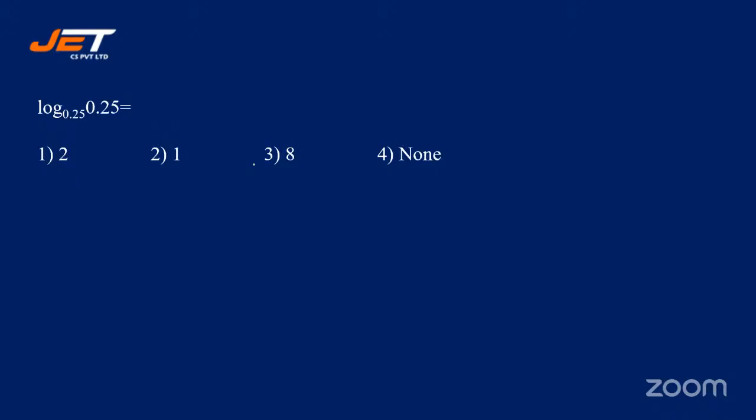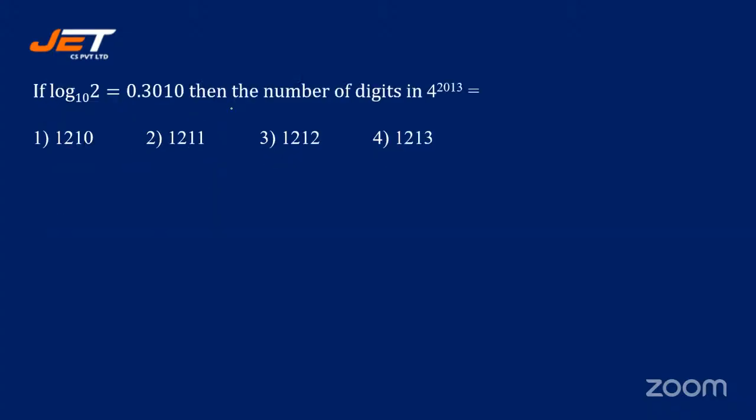So log A base A is 1, isn't it? So log 0.25 base 0.25 should be 1. Log A base A is 1. So here by mistake they had opted for 2. So your answer must be 1. See here, log 0.25 base 0.25 is 1. It has been wrongly highlighted by mistake. Okay. Yes. Just 2 more sums for us to complete.